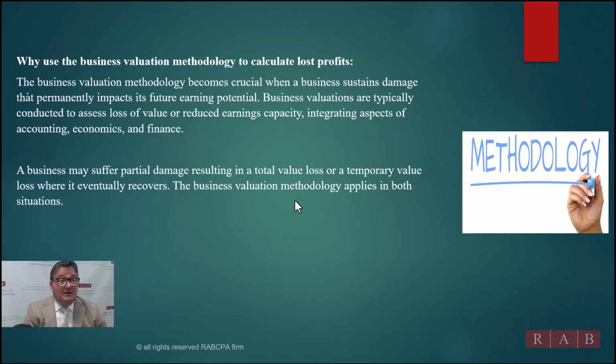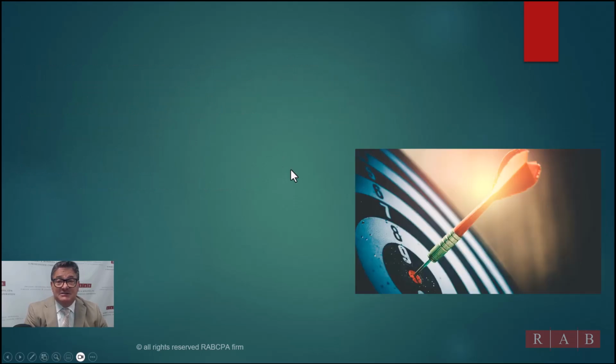Now, a business may suffer partial damage resulting in total loss or temporary value loss where it eventually recovers, right? You could have damages to a building and the business can't operate for a while, or is operating at 50% capacity, but they fix it, so the damages there are limited. But again, you could use the business valuation methodology. You could have it at one date and then do it another date and compare the loss. We have used it in that situation.